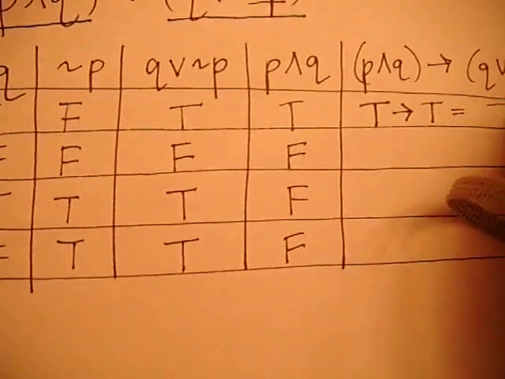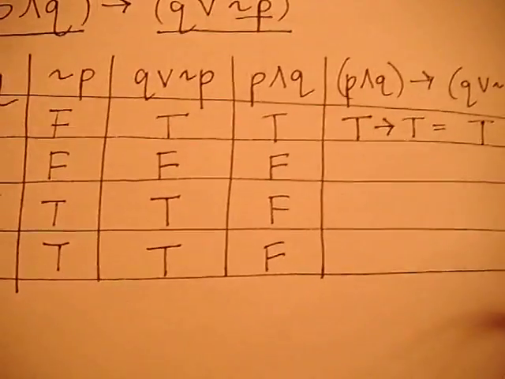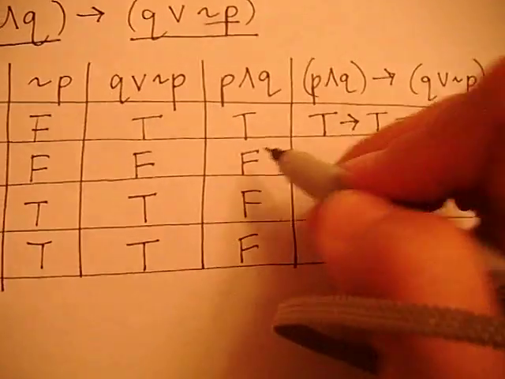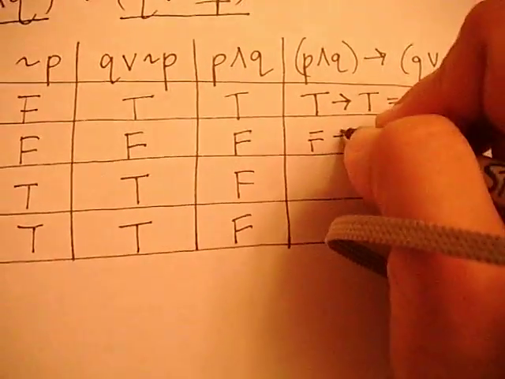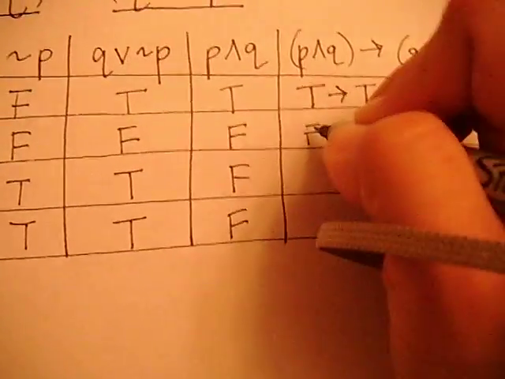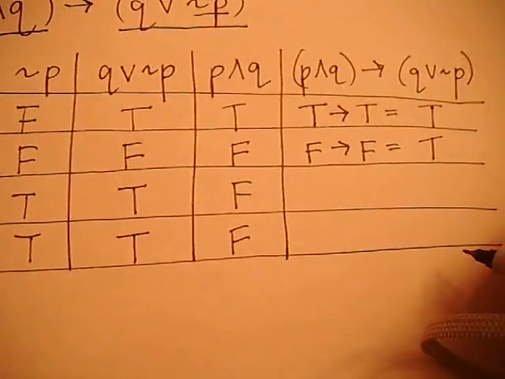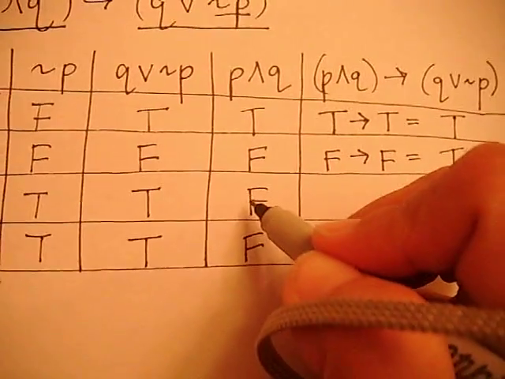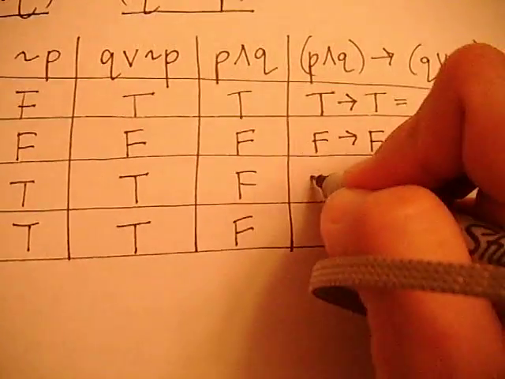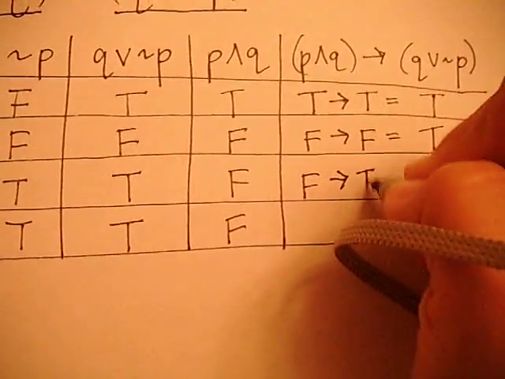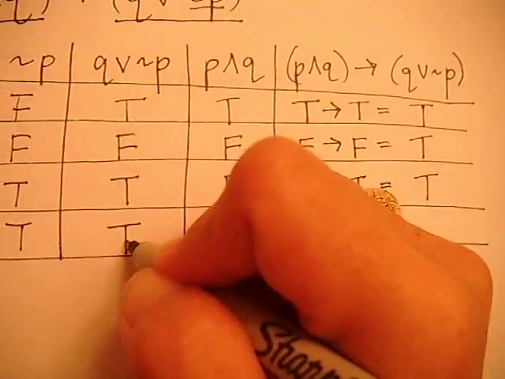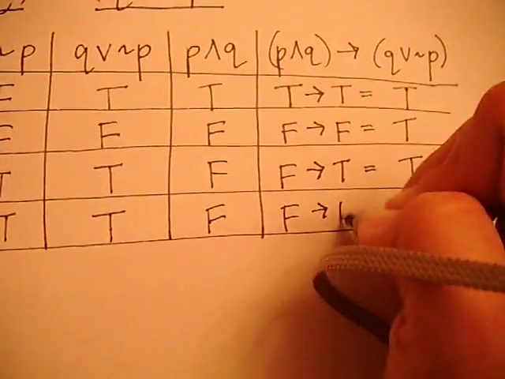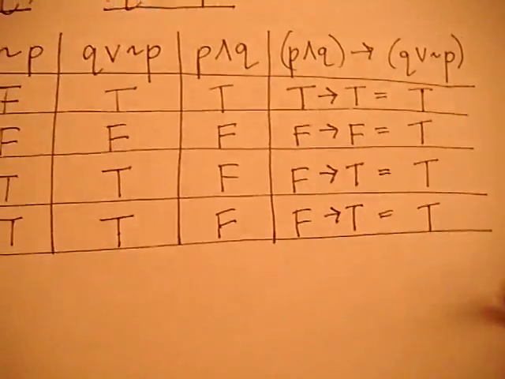True implies true is a true statement. Okay, next line. False implies false. That is also a true statement. Next one is false implies true, which is true. Last, false implies true, which is also true.